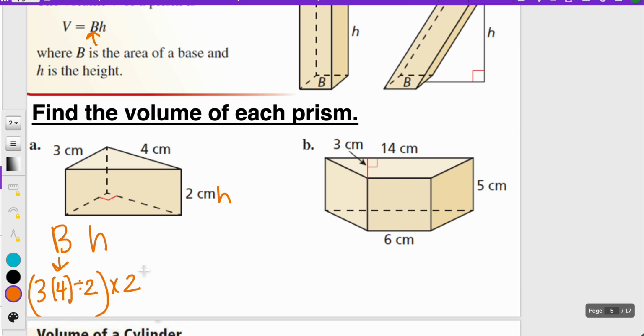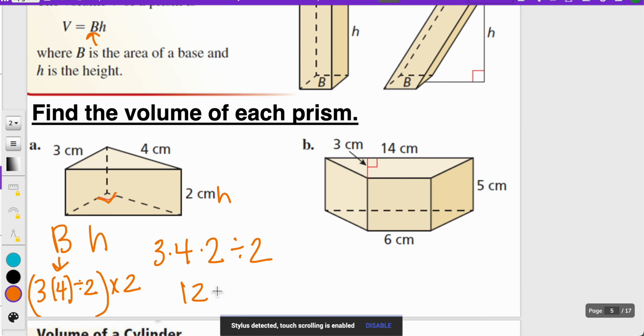Now, a lot of people just make sure they're using the lengths for the base and the height of the triangle. So they'll just do 3 times 4 times 2, and then stay with the dividing by 2 at the end. Either way you do that, that is fine. You should get 12 cubic centimeters.